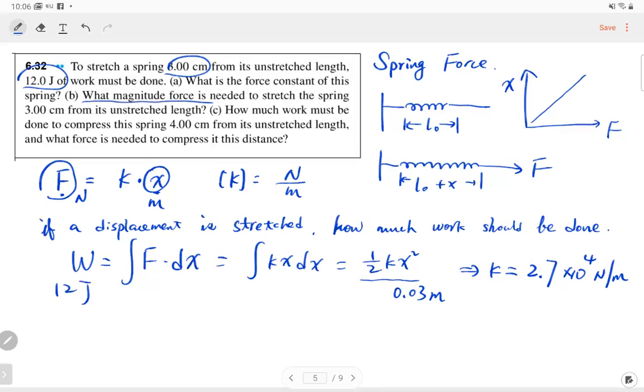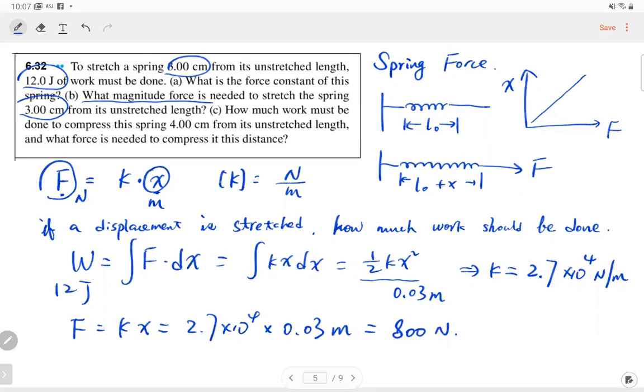Second one, what magnitude of force is needed to stretch a spring 3 centimeters from its unstretched length? That means if the displacement is 3 centimeters, what's the force to stretch it? The force equals kx. k we know is 2.7 times 10 to the 4 multiplied by the displacement, 0.03 meters. You need to make sure all the units are correct. When you say centimeter, convert it into meter. Then we get the force. Let me do the calculation. That's 800 Newton. So this is part B.